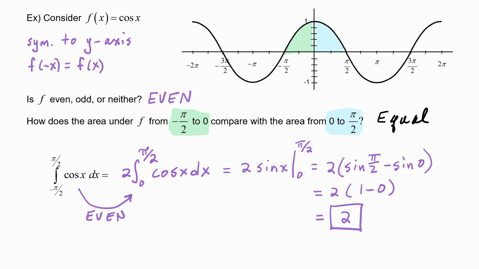So whenever you have an even function, meaning f of negative x equals f of x, or when you're looking at its graph, you see that it is symmetric to the y-axis, instead of doing the integral from negative pi over 2 to positive pi over 2, we can double the integral from 0 to pi over 2. And plugging in 0 is almost always an advantage because it's often a simpler value to plug in and evaluate.